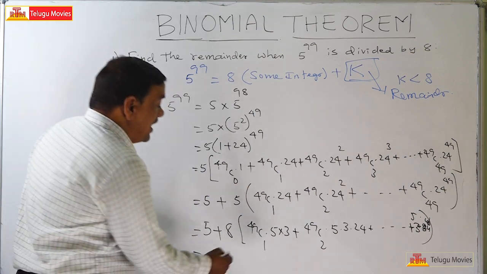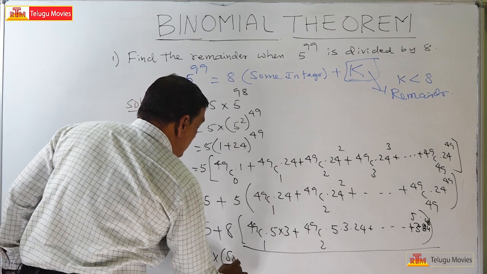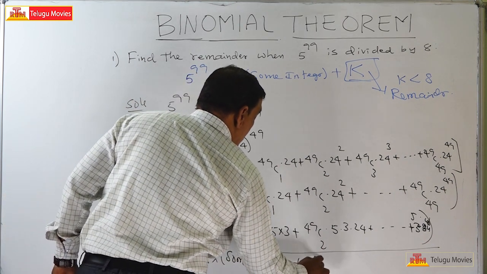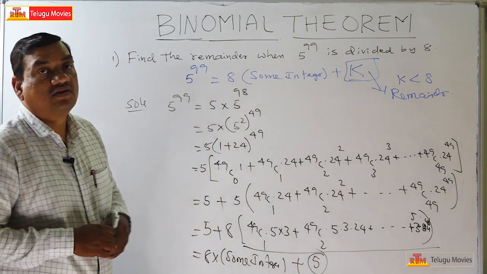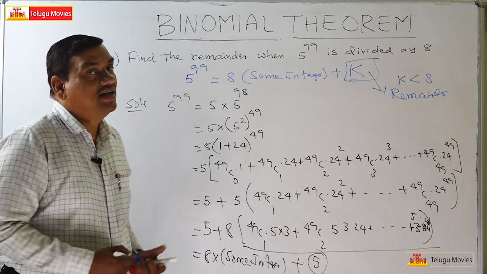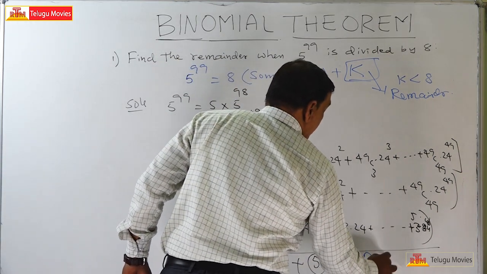So on the whole, we got 8 into something, 8 into some integer, plus 5. 8 into some integer plus 5. Is 5 less than 8? Yes, strictly less than 8. Therefore, this 5 is the remainder.